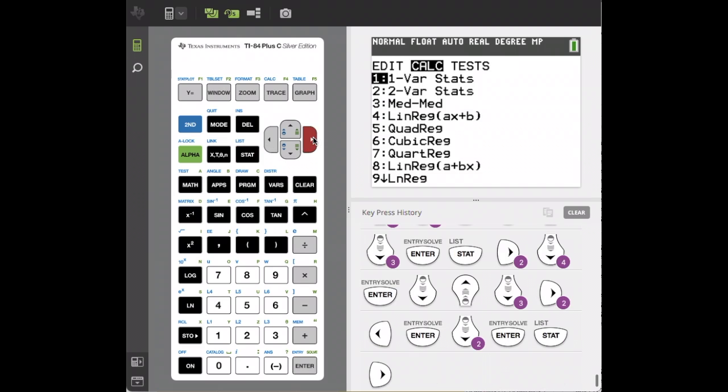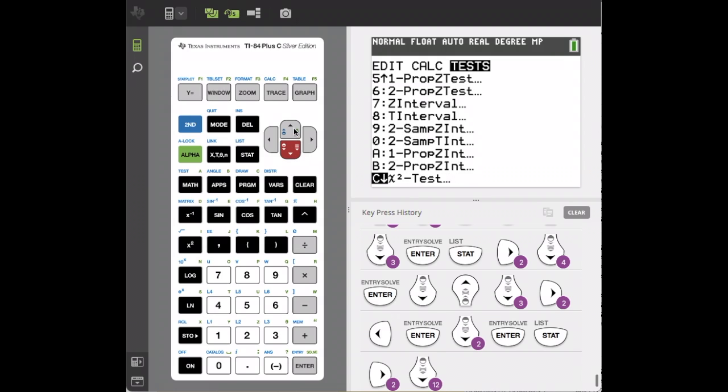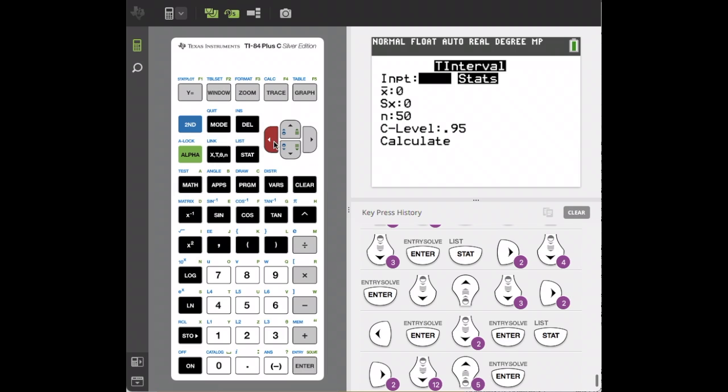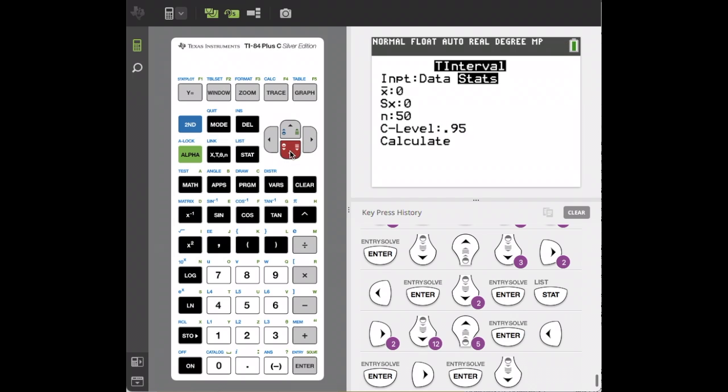The next procedure would be a one sample t interval for mu. So if we wanted to do a confidence interval to estimate a population mean, I'm going to go down to TInterval. You have two options here. You could plug in the raw data using the list functions, but more often than not, I'm just going to give you the stats.